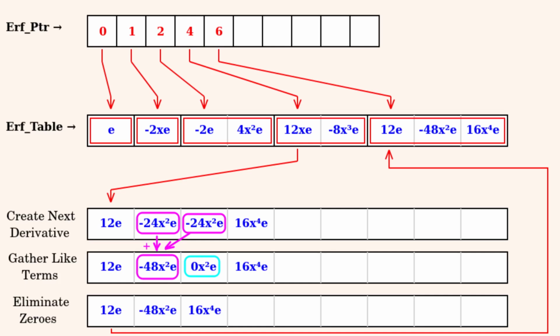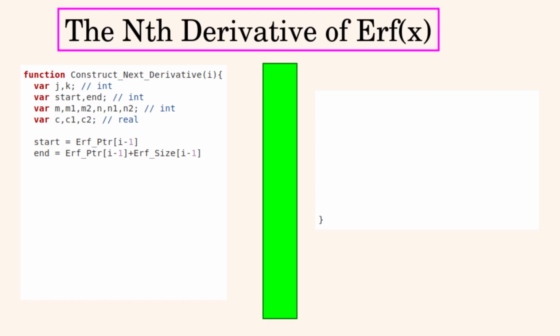We'll calculate the next derivative from the previous one and place it into the construction array. Then we'll gather like terms together. These are circled in pink. Then we'll eliminate all of the zero terms circled in blue. Then we'll place it back into the table. Now to write some code to do all of these things.